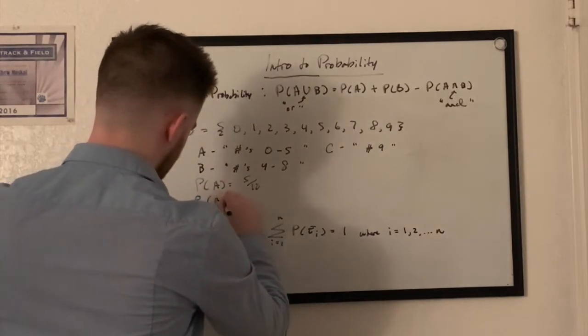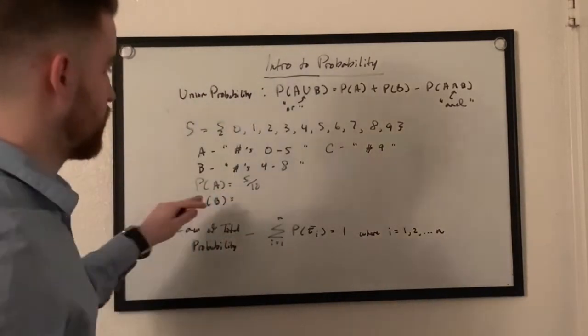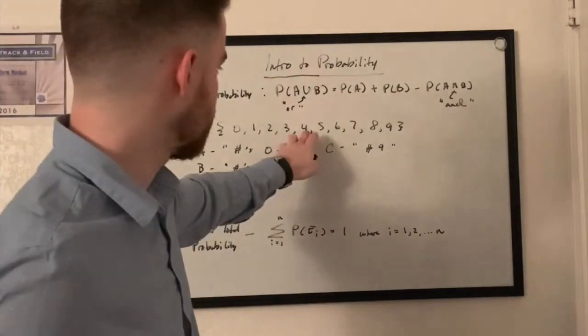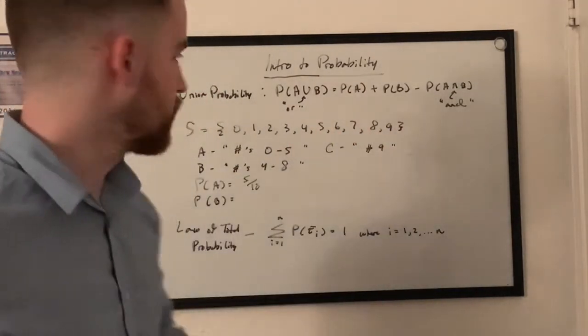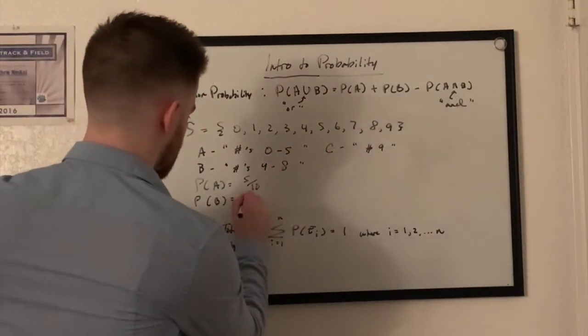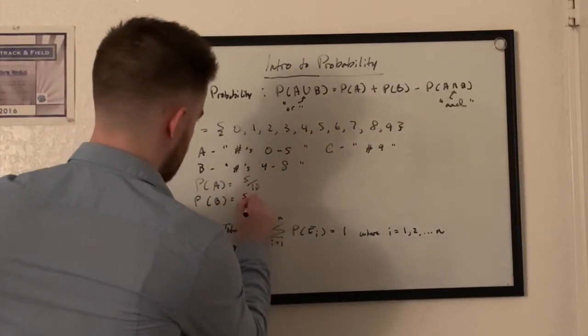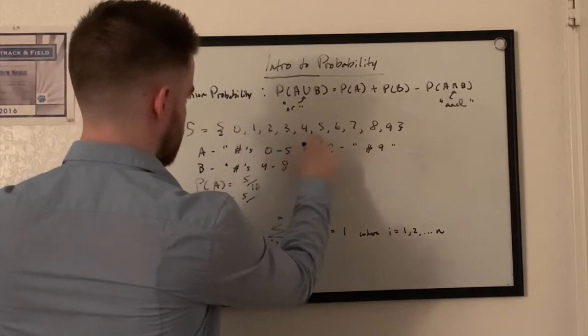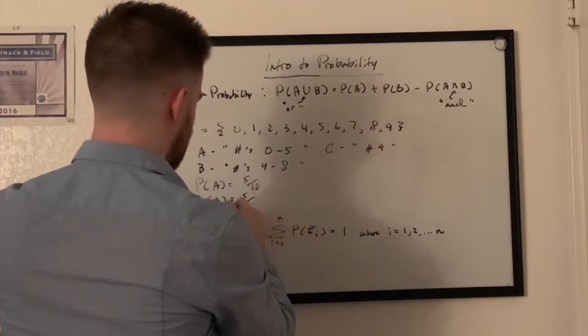Probability B occurs is the numbers 4 through 8. Well, we have 4, 5, 6, 7, 8. So that is also going to be 1, 2, 3, 4, 5. 5 occurrences divided by 1, 2, 3, 4, 5, 6, 7, 8, 9, 10.